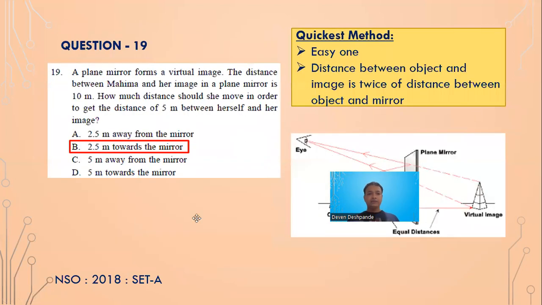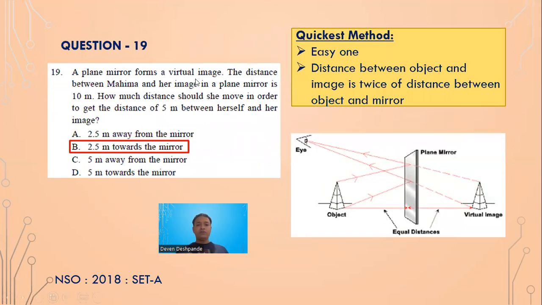Okay, next one. A plane mirror forms a virtual image. The distance between Mahima and her image in the plane mirror is 10 meters. How much distance should she move in order to get the distance of 5 meters between herself and the image? So let's see, this is Mahima and the distance to the virtual image is 10 meters, isn't it? So Mahima to the mirror, it is 10 divided by 2, which is 5, isn't it?